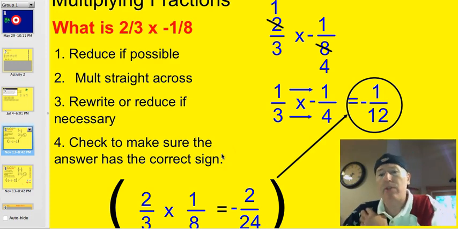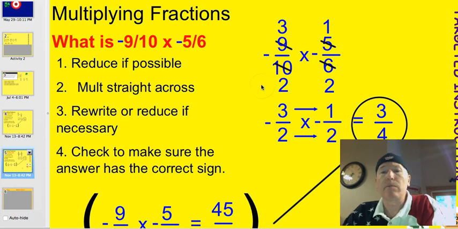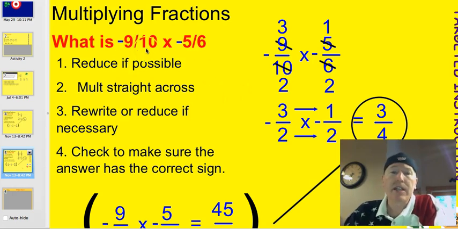And then check to make sure that your answer has the correct sign. I'll do one more and then I'll cut you loose and have you do a couple of pause problems. So we have negative 9/10 times a negative 5/6.